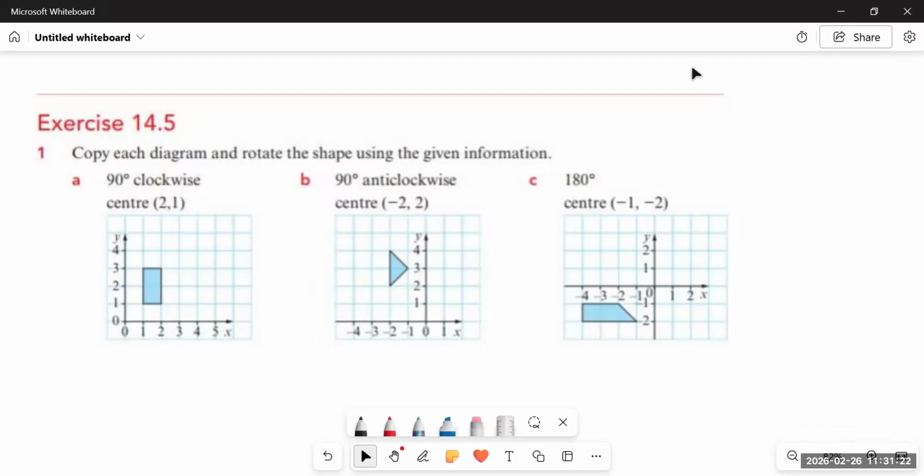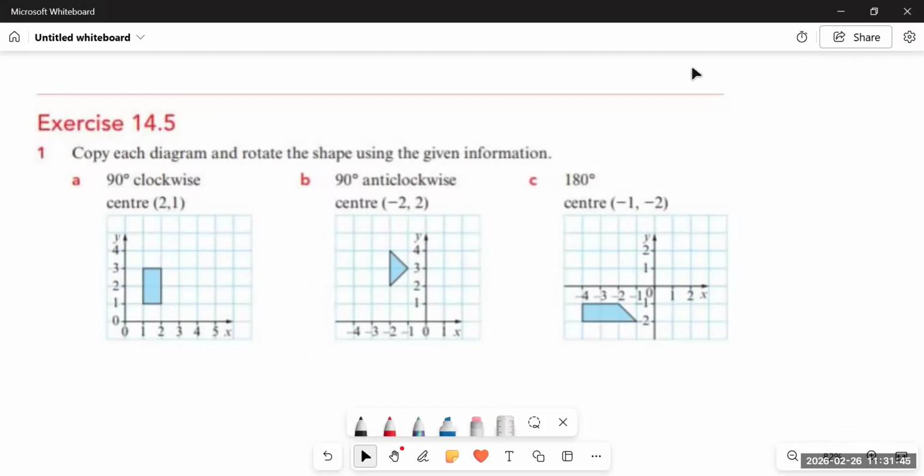This is Cambridge Lower Secondary Book 8, and today we are going to start with exercise 14.5. We have completed up to 14.4. And now it's time to learn about rotating shapes, how to rotate a shape on a coordinate grid and describe this rotation. This is all we are going to learn in this video, inshallah.